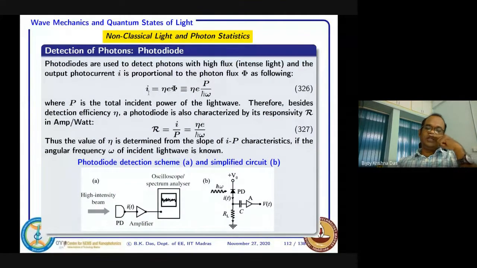In the photodetector, normally in the terminal, you are supposed to get a current. If there is a load, then you see that current across that load, and as a voltage you can see.